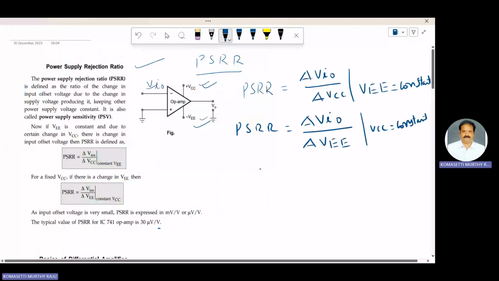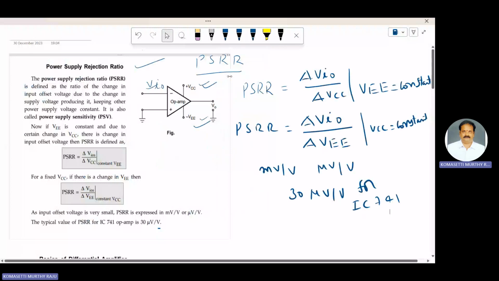Practically, the unit of PSRR is millivolts per volt or microvolts per volt. That value is 30 microvolts per volt for IC 741. In the ideal case the power supply rejection ratio value is 0. In the practical case, some value is there, 30 microvolts per volt for IC 741.